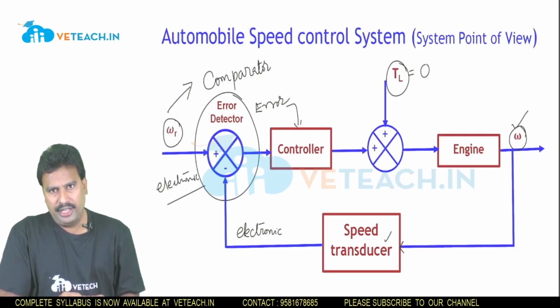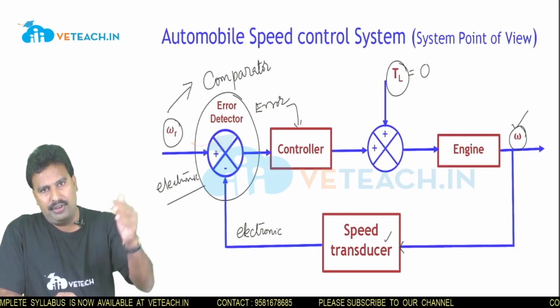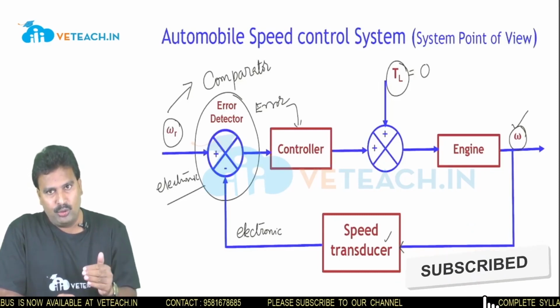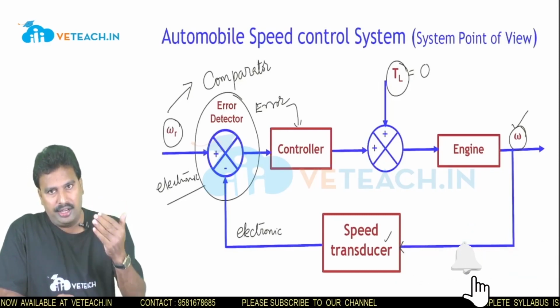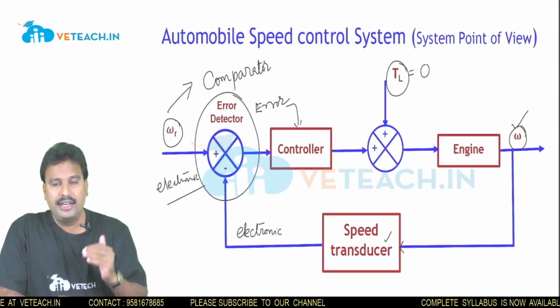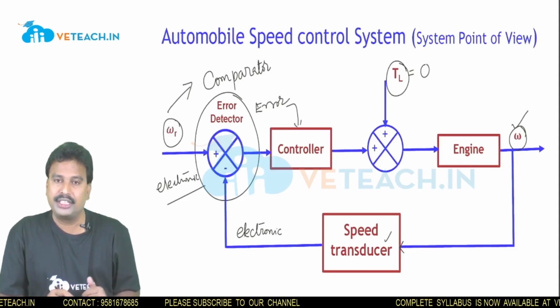What will the controller do? When the speed is higher, it reduces the accelerator pressure, and if the speed is low, or the error is positive, then the pressure on the accelerator will be increased. Like that, the control action can be achieved.